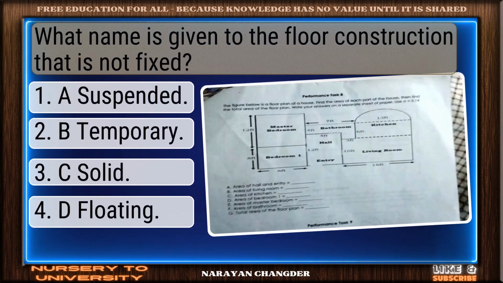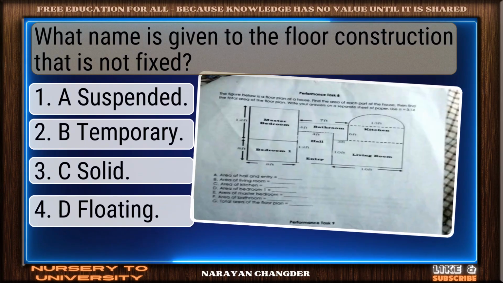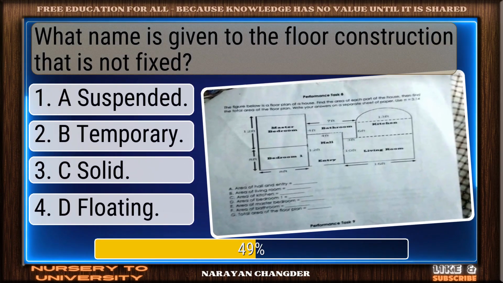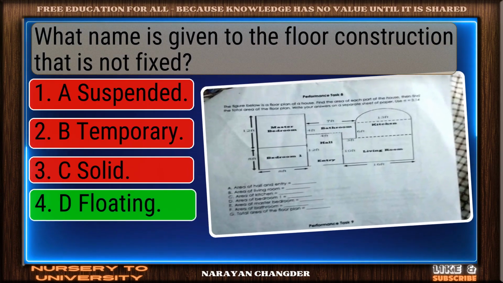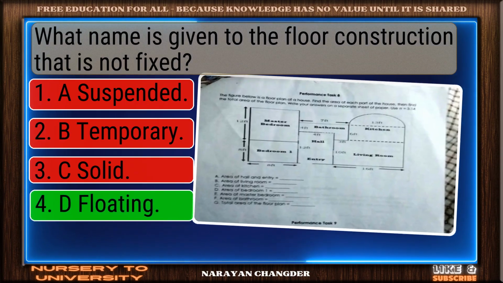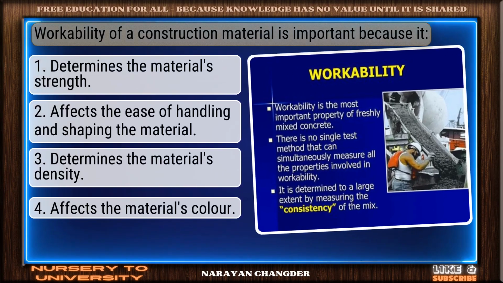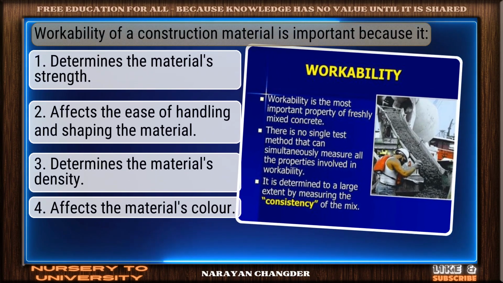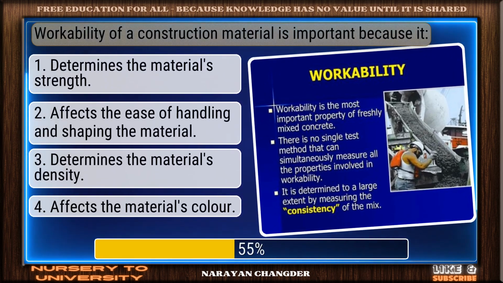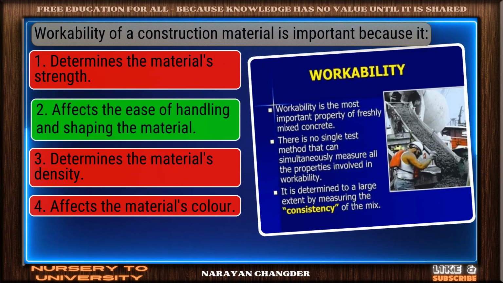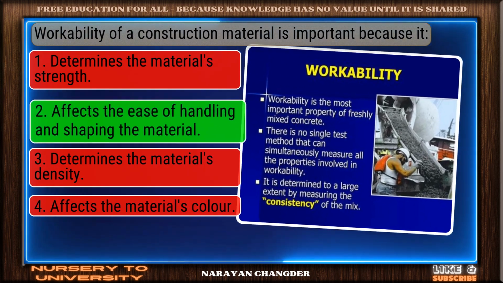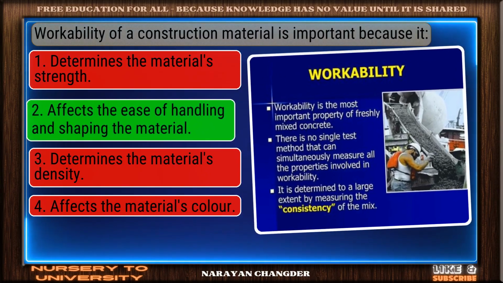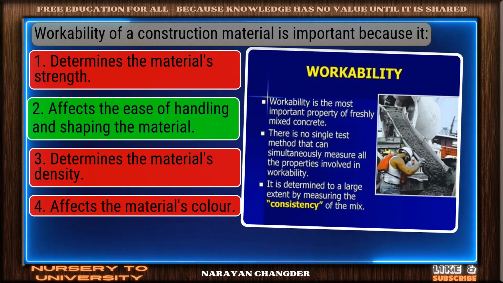What name is given to the floor construction that is not fixed? Right choice. Floating is the best answer. Workability of a construction material is important because it... Well done. Affects the ease of handling and shaping the material is the right choice.